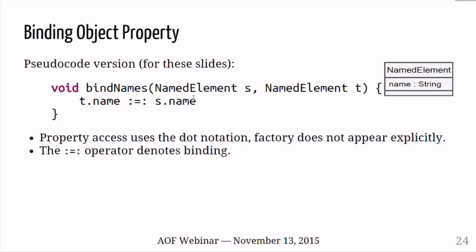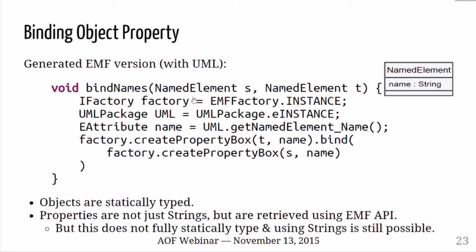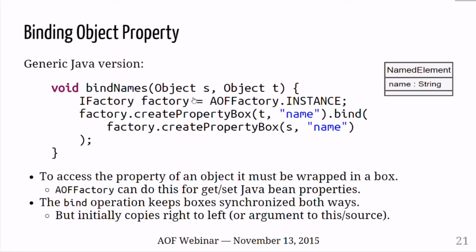Could you go back two slides to the plain old Java object version? If S and T are plain old Java objects, then how do you ever get a notification if the name attribute changes?